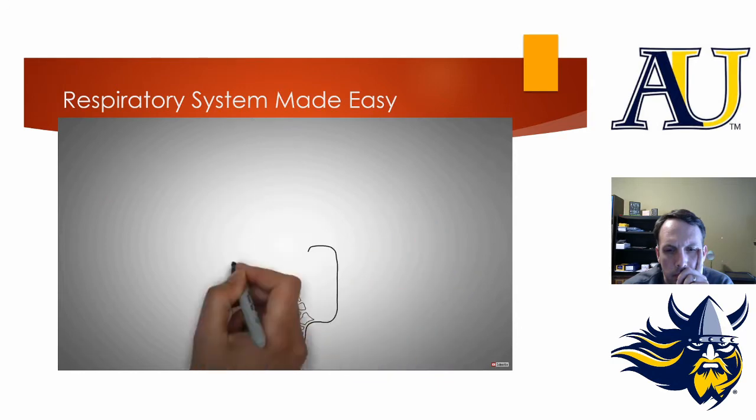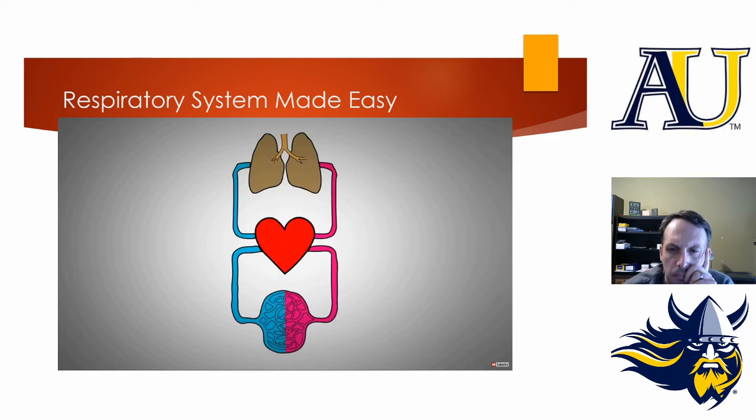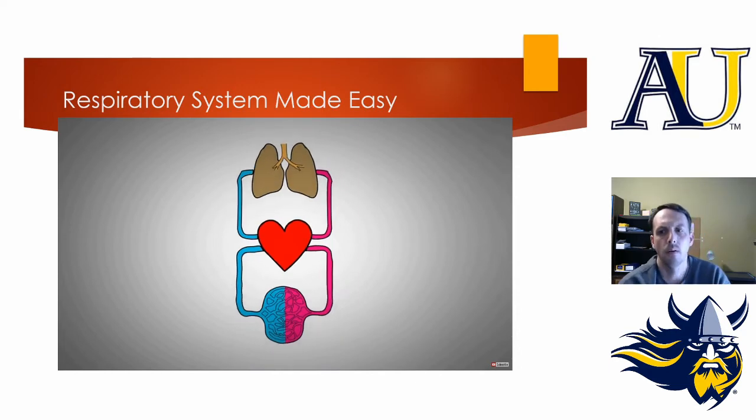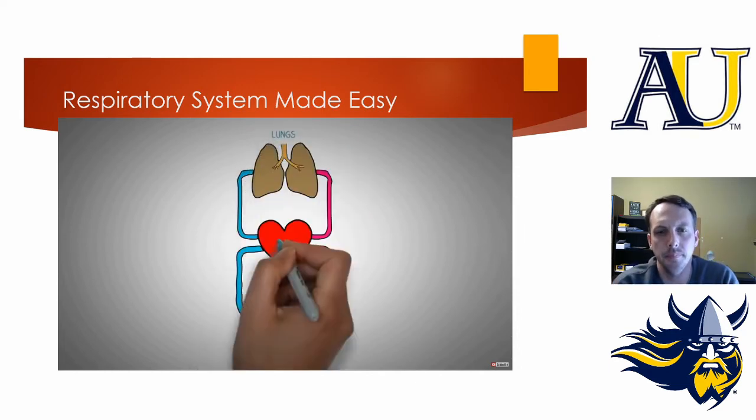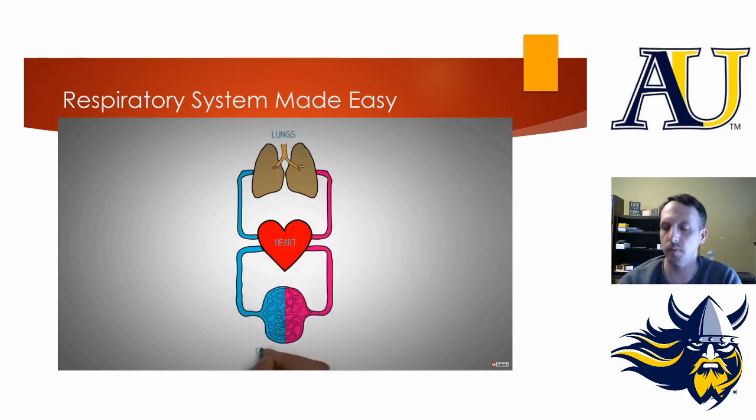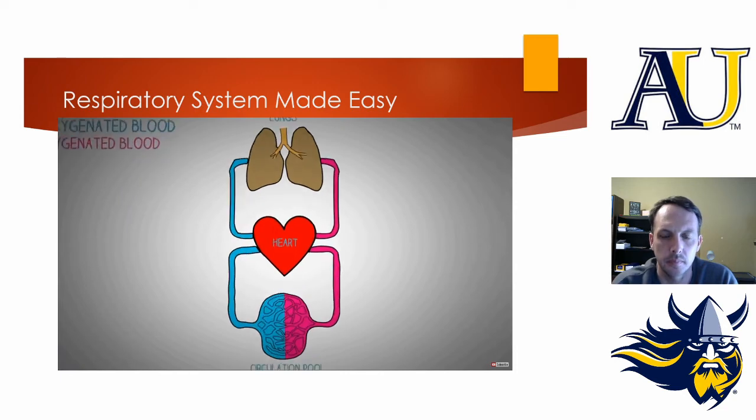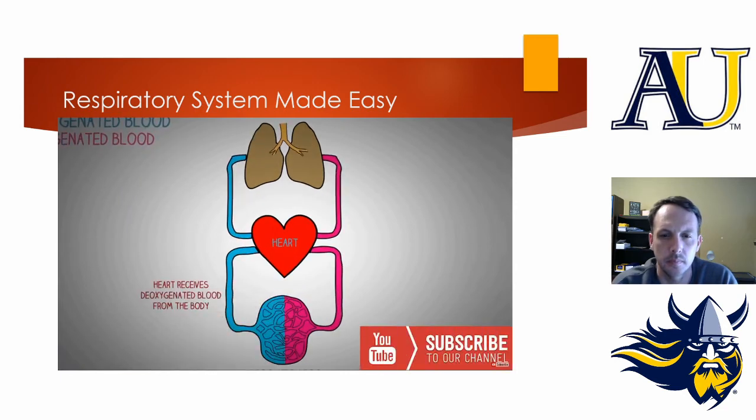Now let's look at this diagram to understand how the respiratory system of our body works in conjunction with the circulatory system to provide gas exchange. In this diagram, you can see the lungs, the heart, as well as the circulation of the body showing the deoxygenated blood in blue color as well as the oxygenated blood in pink color. The heart receives all the deoxygenated blood from the body through the superior as well as the inferior vena cava.